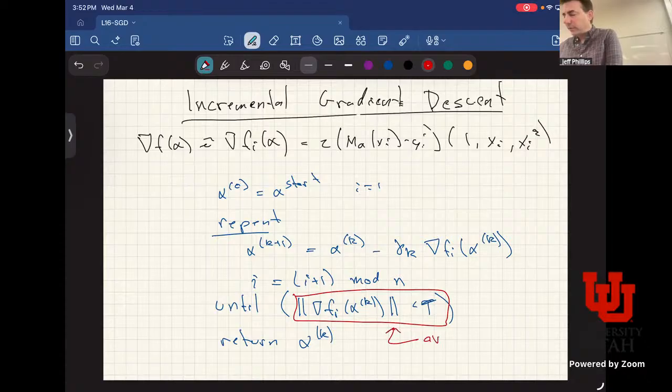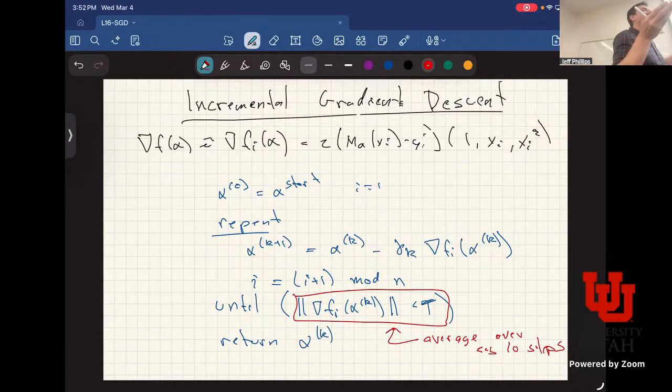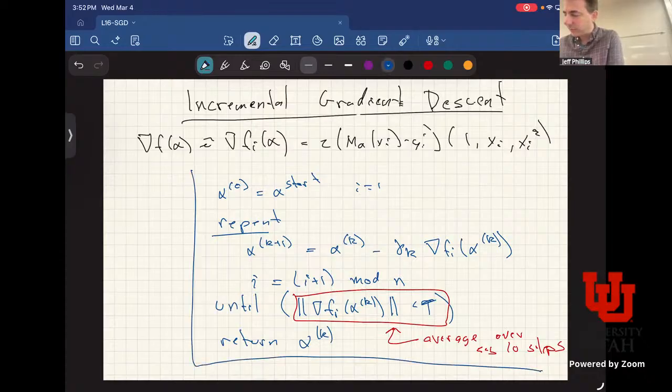So I need to average over, say, 10 steps. I can no longer use just one. It's not always decreasing. I might have an outlier that says it's really big, or it's 0 for one of the points because I fit it exactly. That doesn't mean I should stop. I need to make sure that on average it's small. This is now a noisier thing to do, so I need to take an average here. This is called incremental gradient descent.